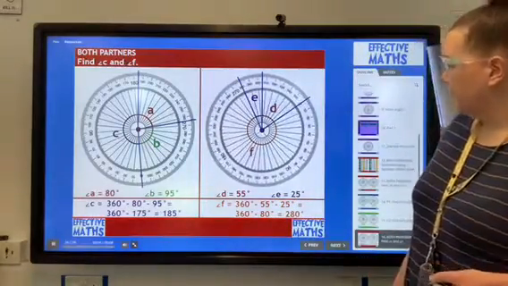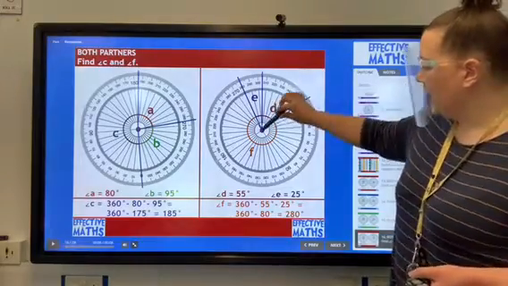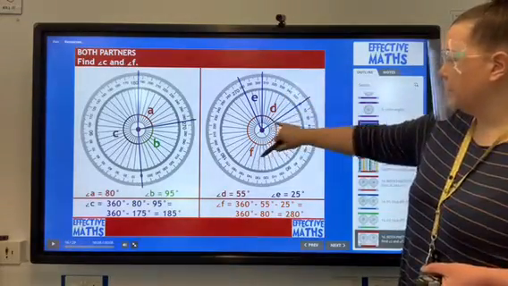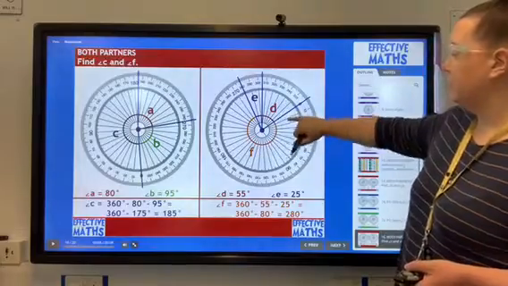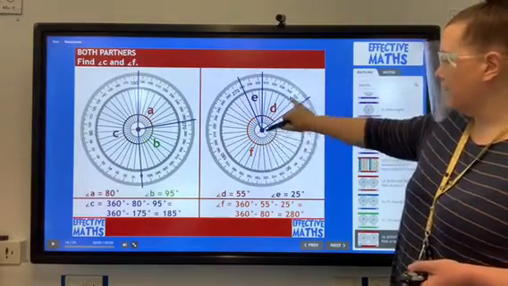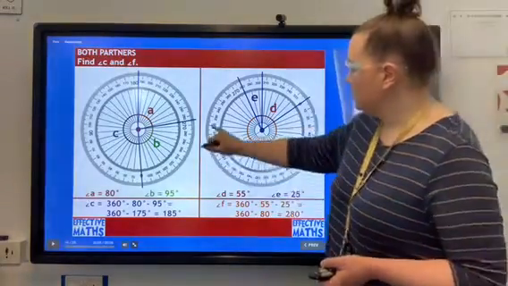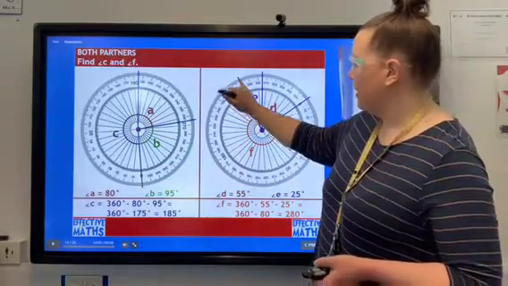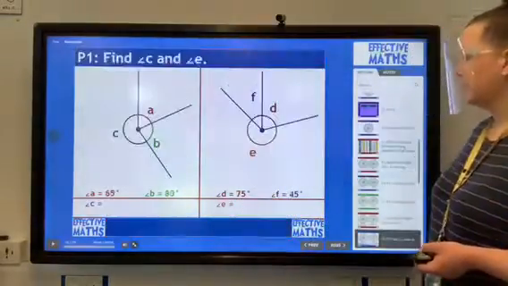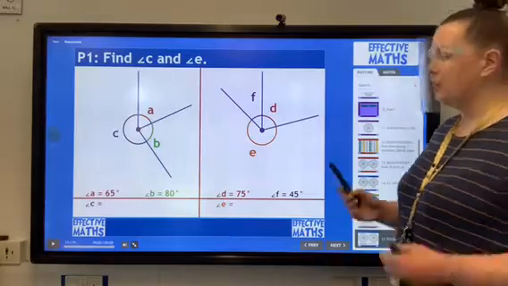And just to prove it, here's our illustration. We've lined up the baseline of our protractor, 0, with the start of angle F, and we can follow it round to the end of angle F, and it's 280 degrees. Okay, same idea. So one more time.